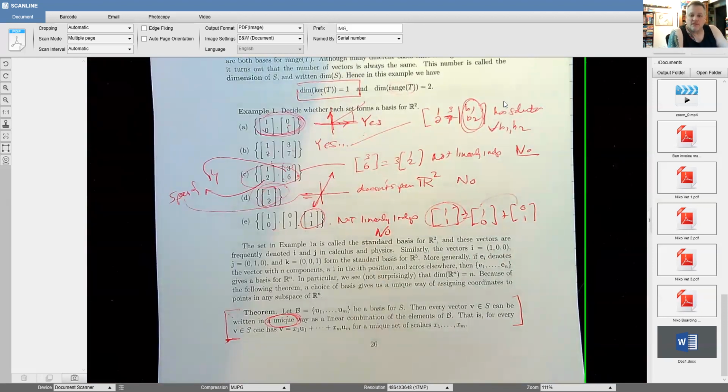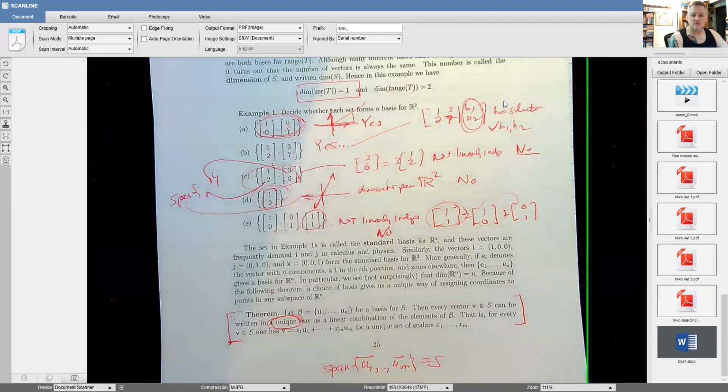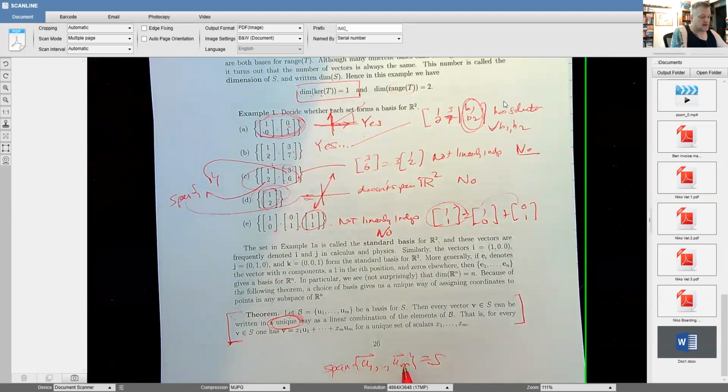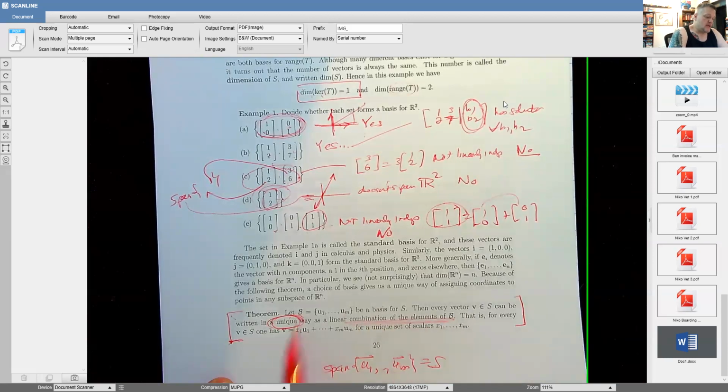If B is a basis for S, that means that the span of those vectors has to be S, right? Well, then give me anybody in S. The span is the set of all linear combinations of those guys. So certainly the existence is fine, right? You can rewrite any element of S as a linear combination of those. The uniqueness follows because of the linear independence, right?